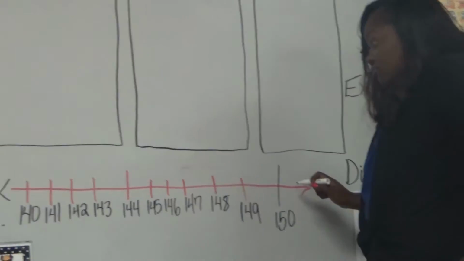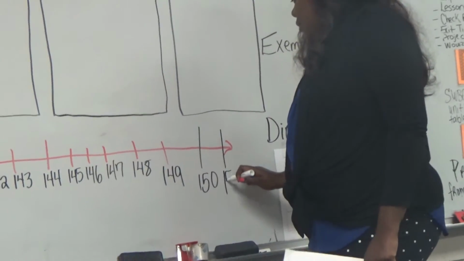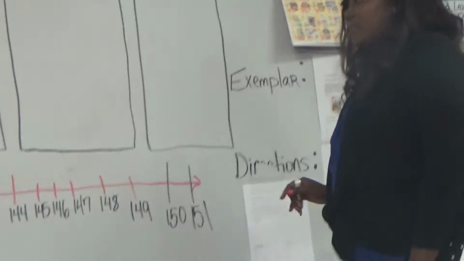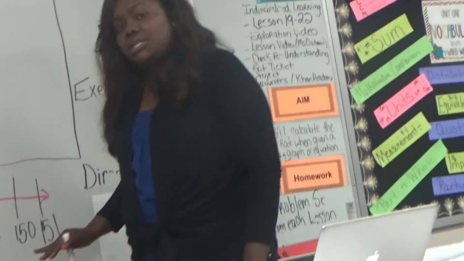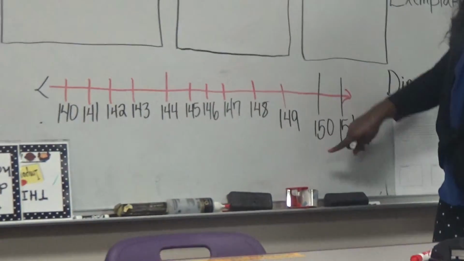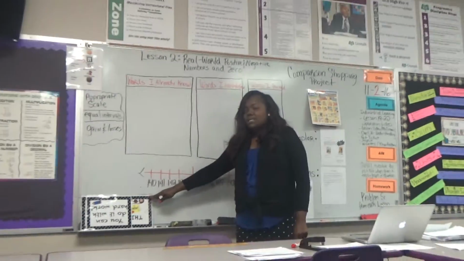No. I could keep going, but you don't want to. I could, but I don't have to. Alright, so I always go a couple of numbers further than what I have to reach. Alright, so I started at 140, and now I have reached my what? 150. 150 that I need, okay? So this would be an appropriate scale.